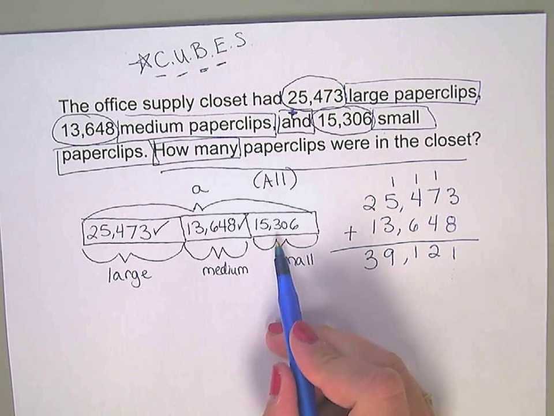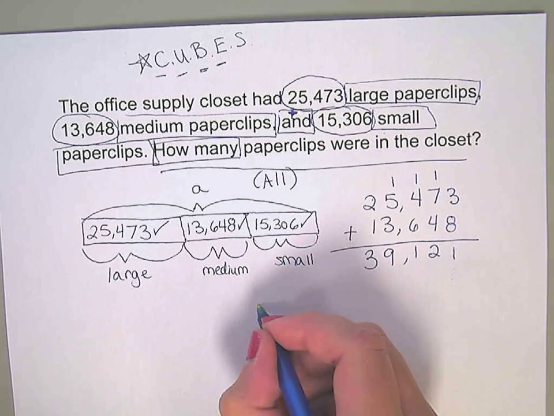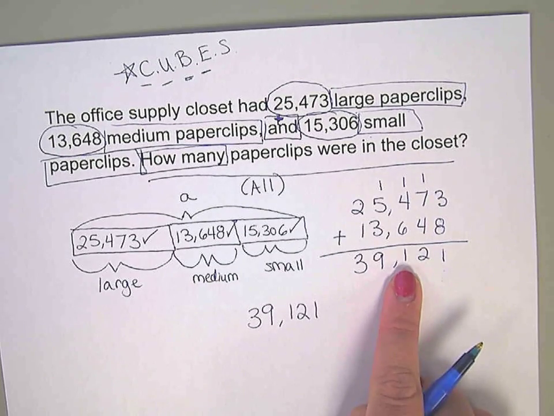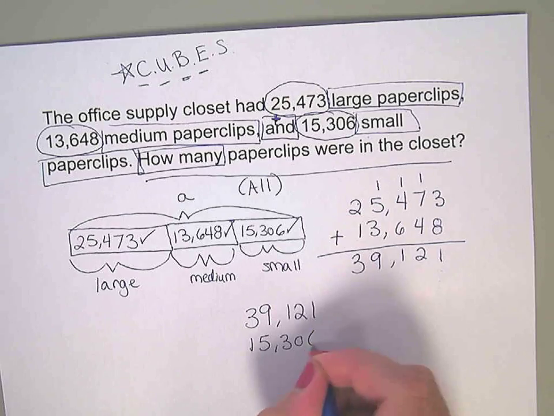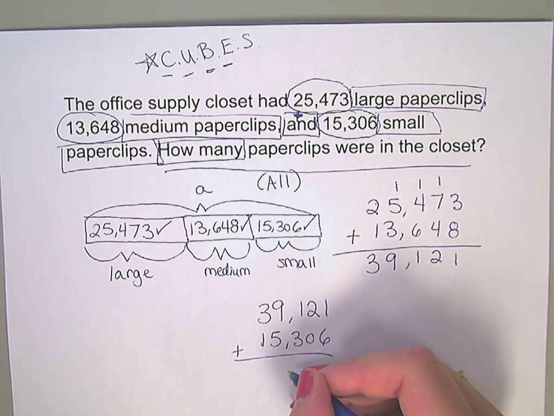Nope, I'm still missing a 3rd part to my problem. Now I can check it off once I've added it. 39,121 added to your last one, 15,306. Notice again, I'm lining up my place values to not make a mistake.